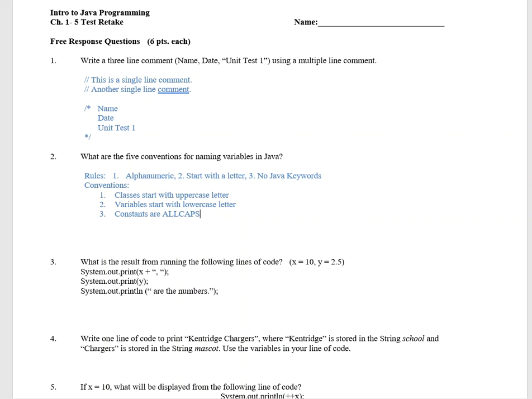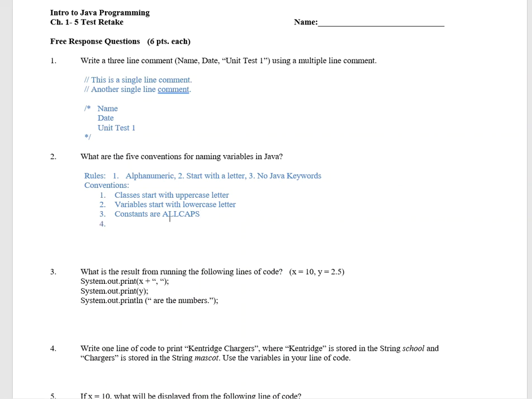Any variable that we make, like cost or number or any kind of variable, if I say int count equals, the word count would start with the lowercase letter. And then constants like math.pi. We're not going to use constants a lot in this class, but if you use that, you'd put it in all caps.